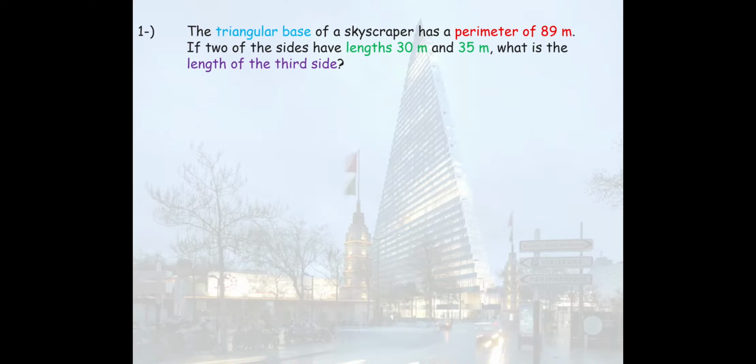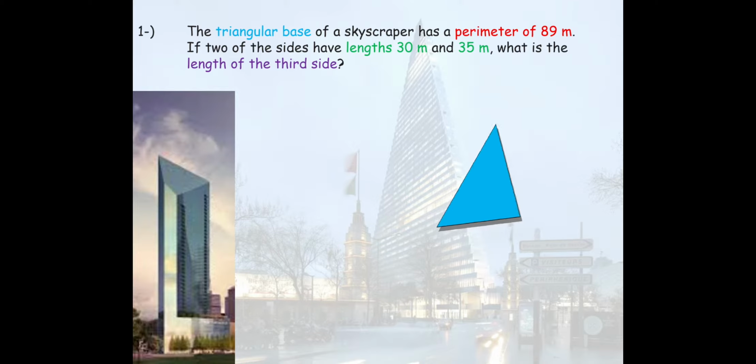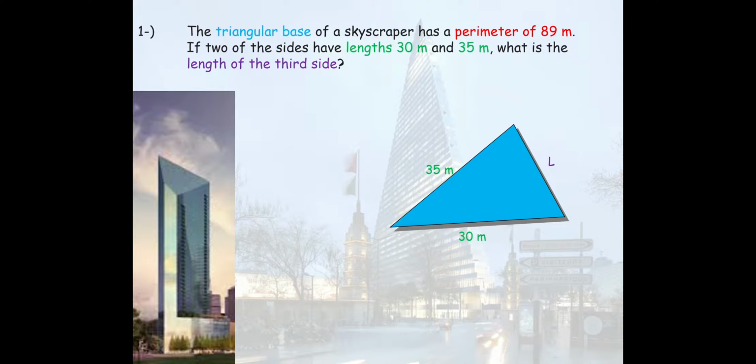Question number 1. The triangular base of a skyscraper has a perimeter of 89 meters. If two of the sides have lengths of 30 meters and 35 meters, what is the length of the third side? So here we're given that the perimeter, which is the total distance around this triangle, is 89 meters, and we're given the length of two sides, so we have to find the missing side. So we have 35 meters, 30 meters, and the missing side is L.